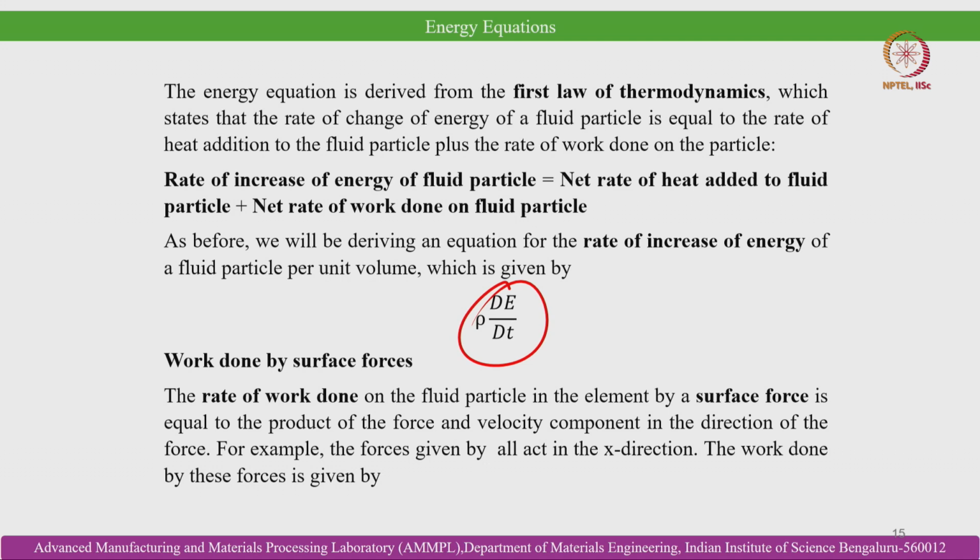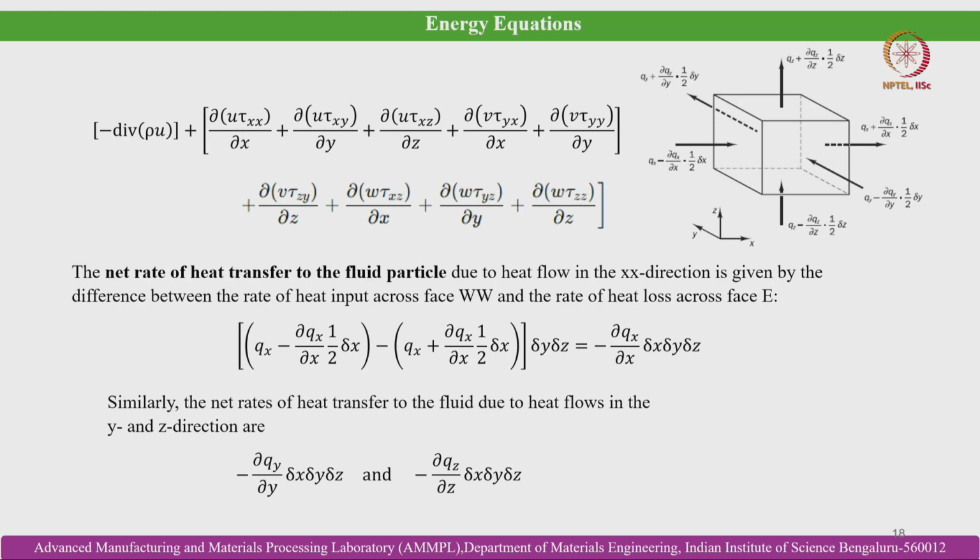We can get it, which is expressed over here as divergence of (rho u), and then plus this expression: del x (u tau xx) by del x, plus del y (u tau xy) by del y, plus del z (u tau xz) by del z, plus del x (v tau yx) by del x, plus del y (v tau yy) by del y, plus del z (v tau yz) by del z, plus del x (w tau xz) by del x, and del y (w tau yz), plus del z (w tau zz).